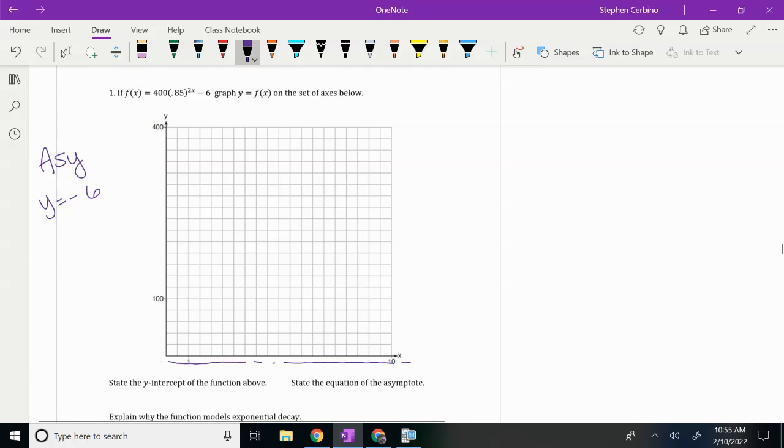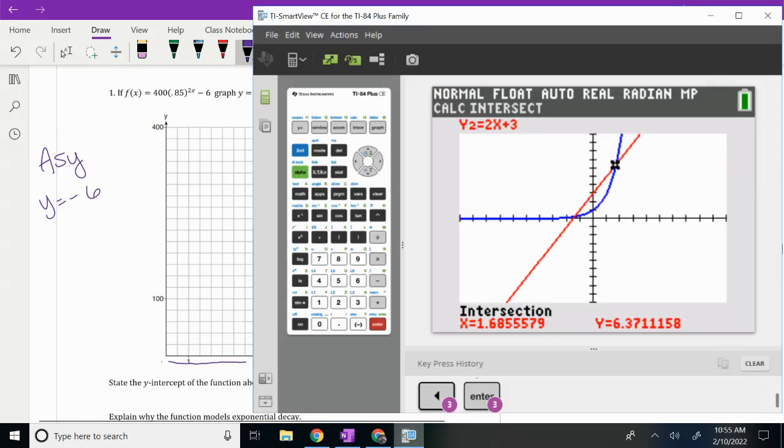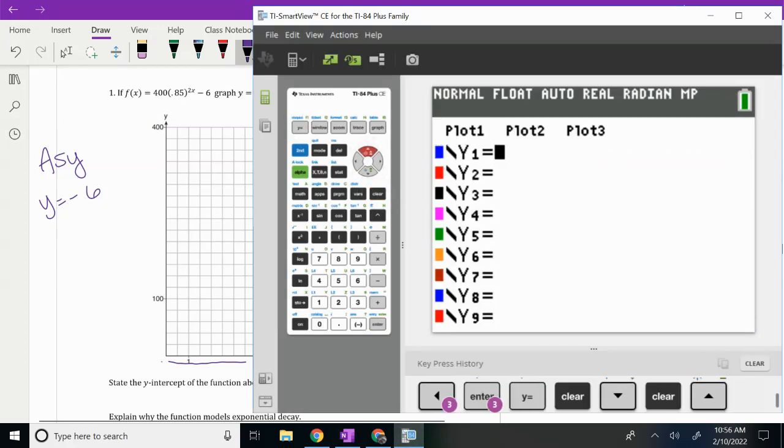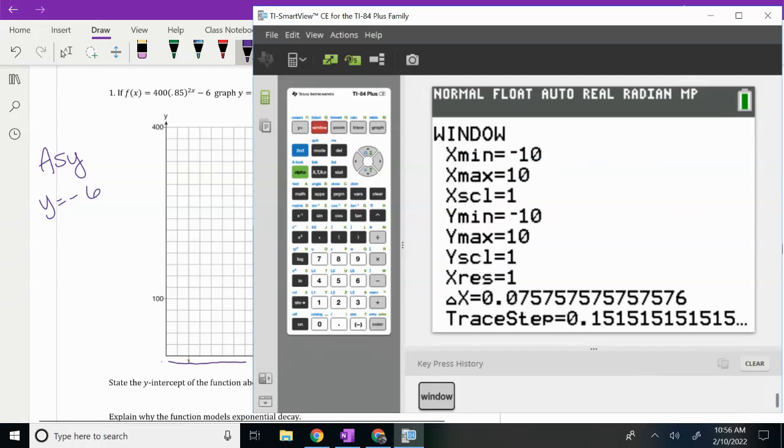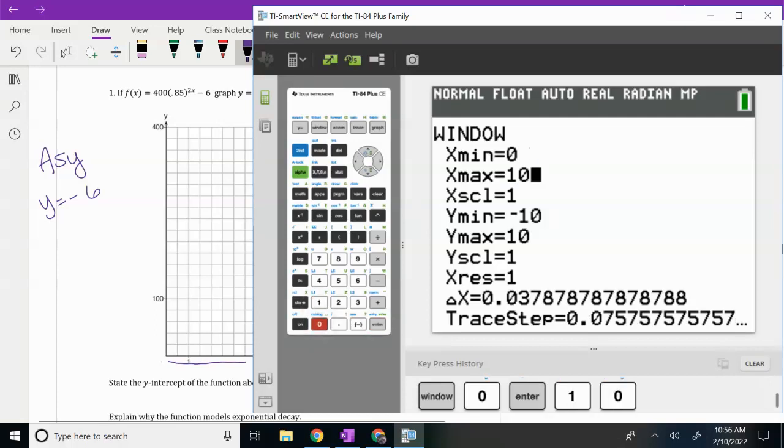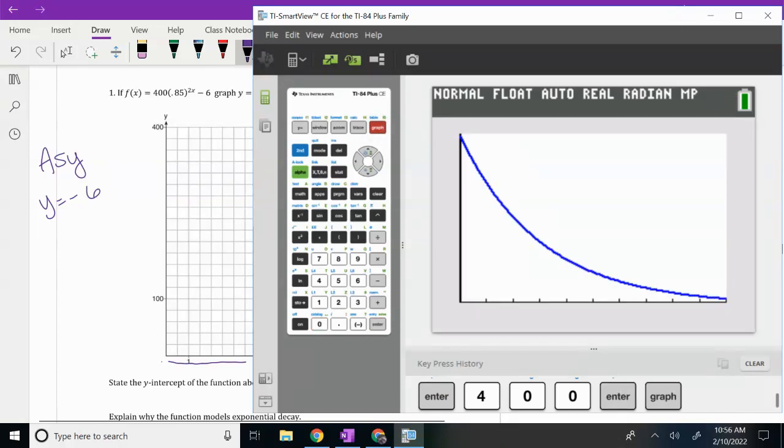So if we want to graph this, we could go into our graphing calculator, go into y equals, and type it in. So you should type this in with me. 0.85 to the 2x and a minus 6. And I'm going to change my window since they gave me the graph paper. 0 to 10 for x and 0 to 400 for y. So I see what I see. It's going to look like it's asymptotic to the x-axis, but we know it's actually going to negative 6.